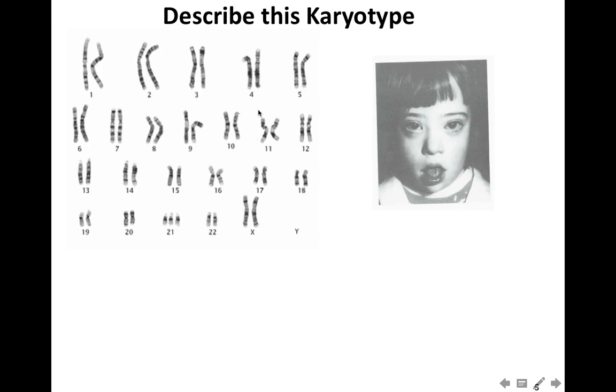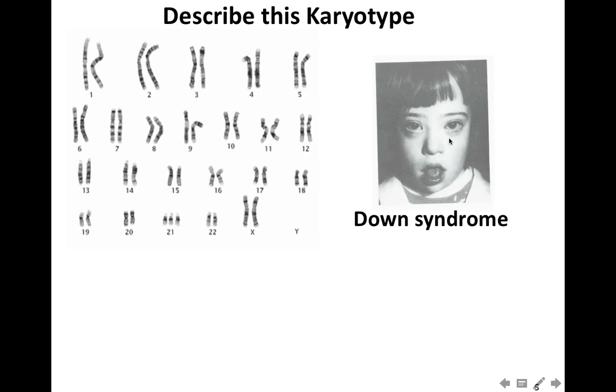How about the karyotype of this child? You can see here that we have a pair of each chromosome, except chromosome 21. We have trisomy 21. And the sex of this child is a female. So this is a case of Down syndrome. Trisomy 21 results in Down syndrome.